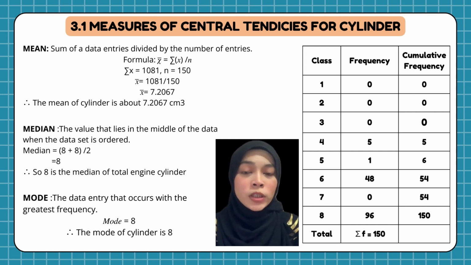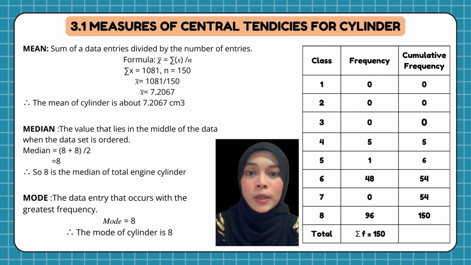A22A0914. I will explain about 3.0 numerical descriptive measures for ungrouped data, which is the cylinder that our group has chosen. 3.1 Measures of central tendency. There are three most commonly used measures of central tendency for ungrouped data, which are mean, median and mode. As you can see in this slide, this is the table to get the mean, median and mode.